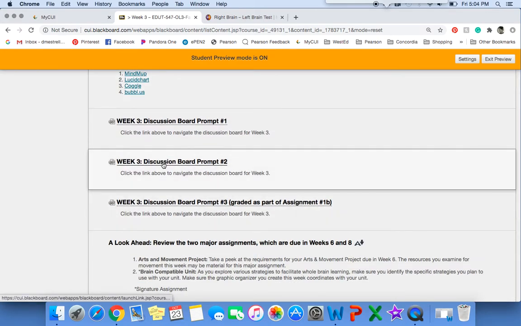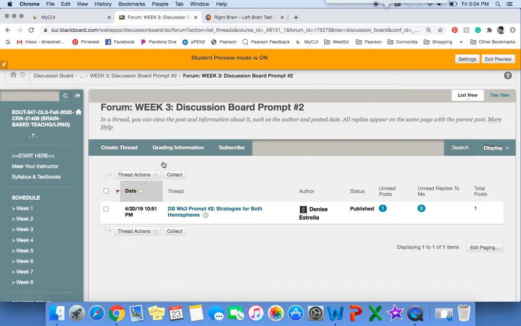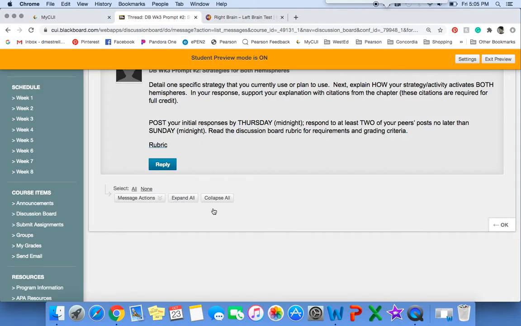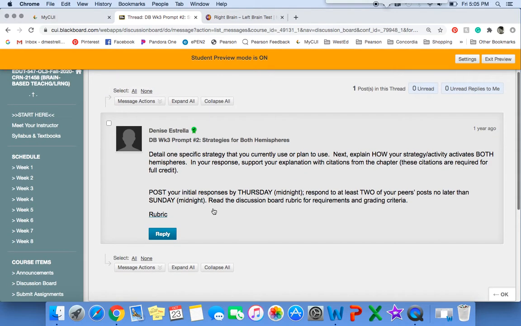The second discussion board prompt is to detail one specific strategy that you currently use or plan to use. Next, explain how your strategy or activity activates both hemispheres. In your response, support your explanation with citations from the chapter, and they're required for full credit.